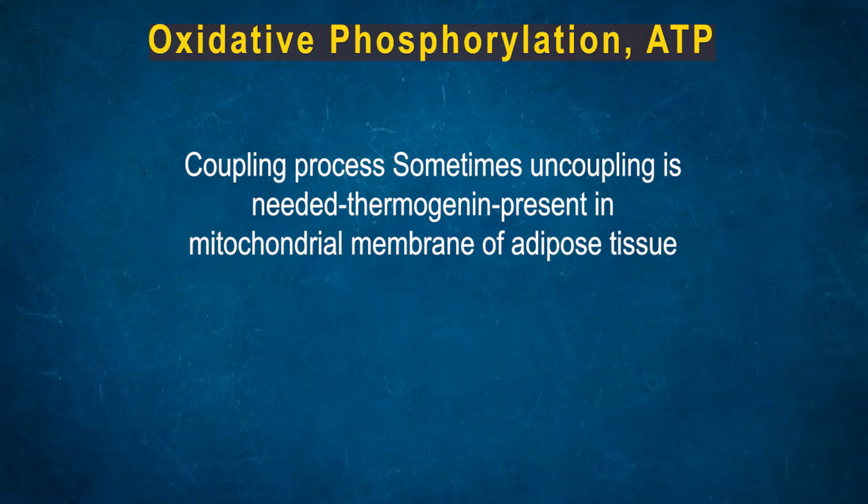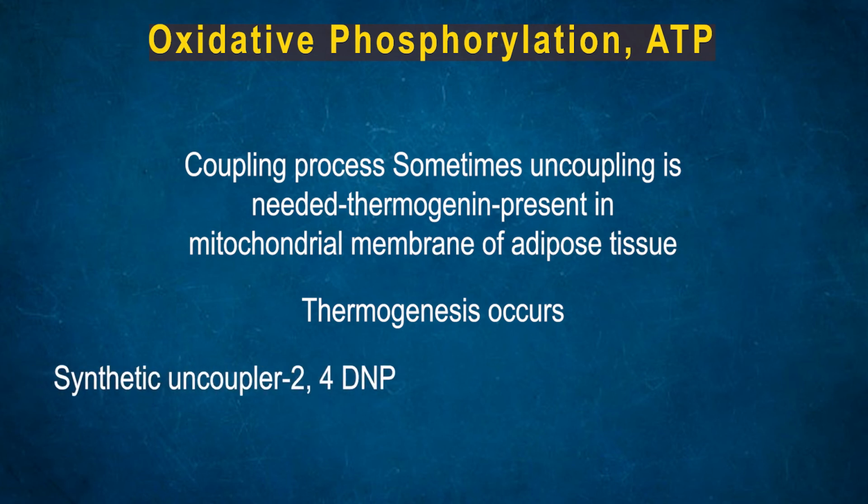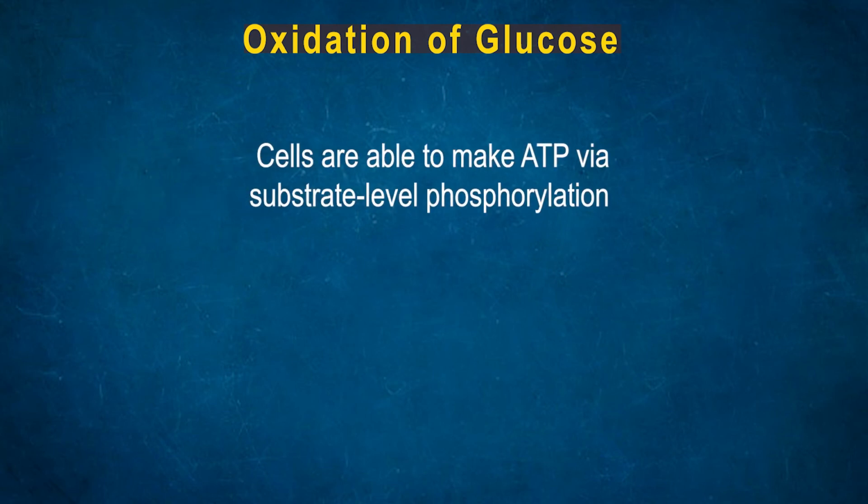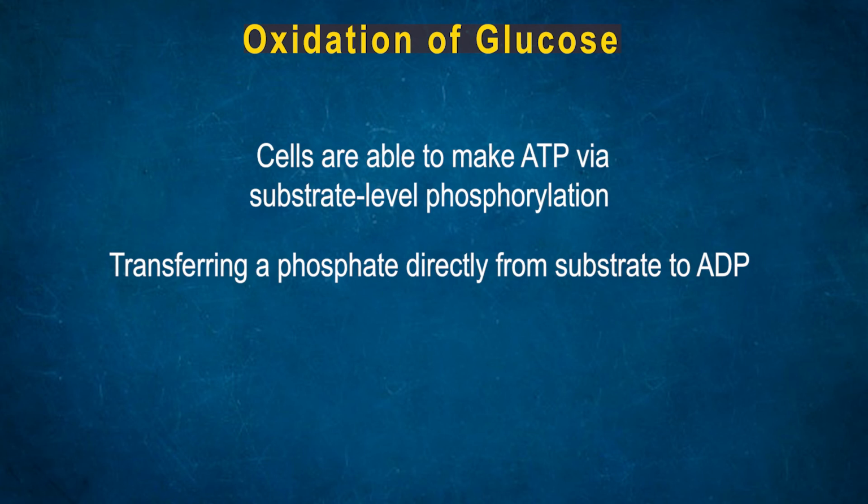This coupling process can be uncoupled by natural and artificial uncouplers. Sometimes uncoupling is needed, as in thermogenin, which is present in the mitochondrial membrane of brown adipose tissue. It is the alternative pathway. So here, in spite of ATP generation, thermogenesis occurs. The synthetic uncoupler is 2,4-dinitrophenol.